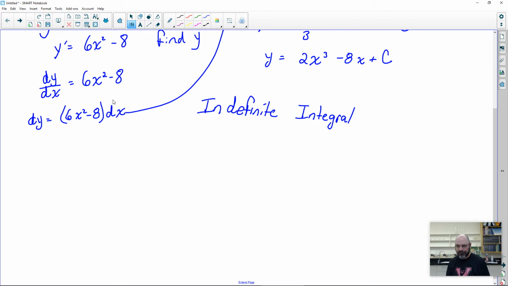And see how they work. So the first example that I'm going to show you is one where you're going to use expansion and then integrate.